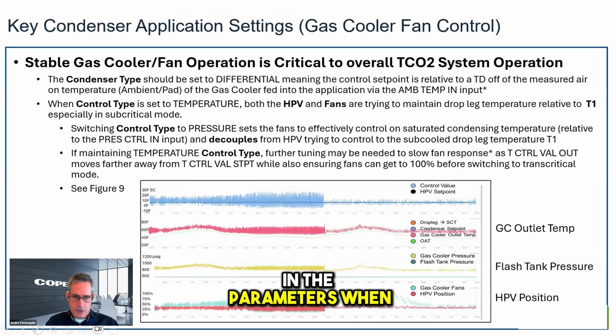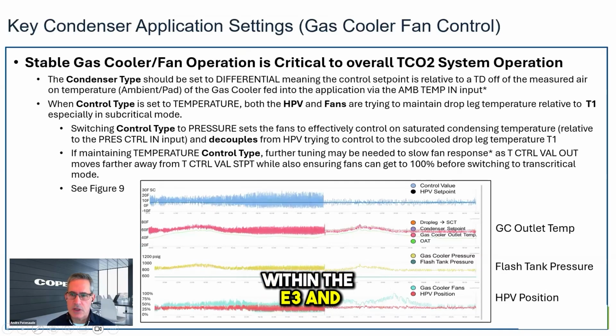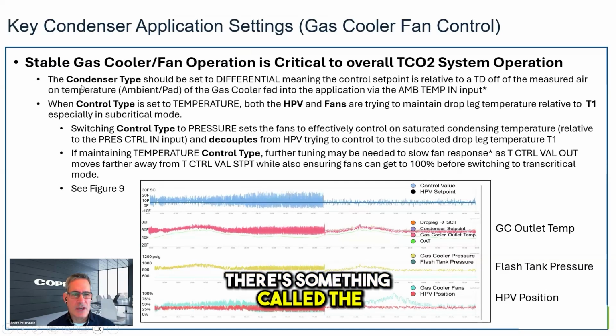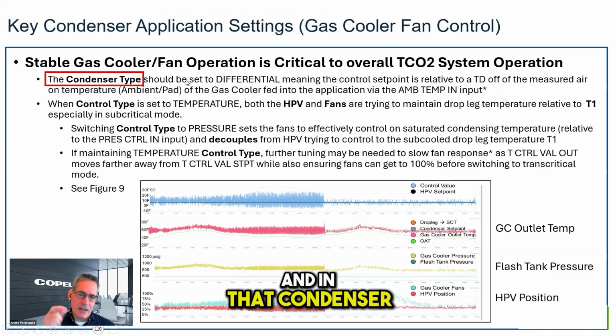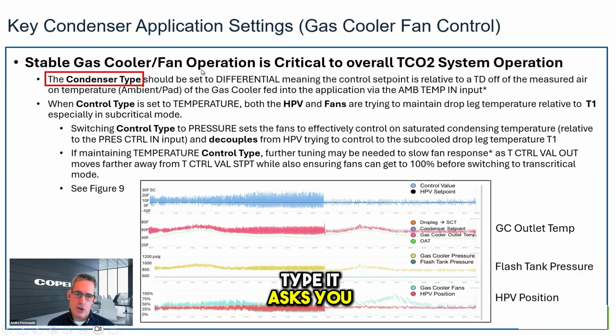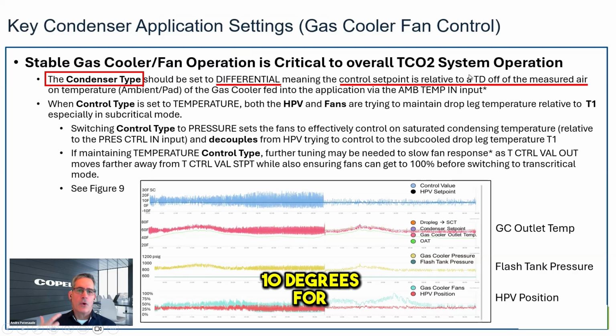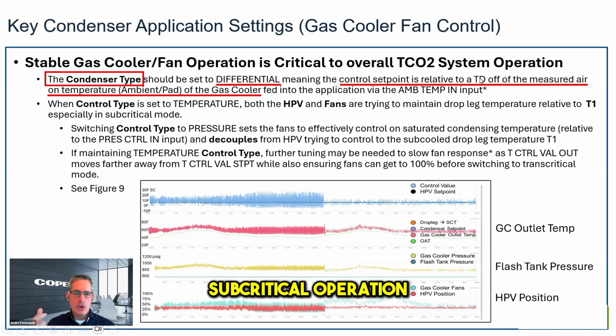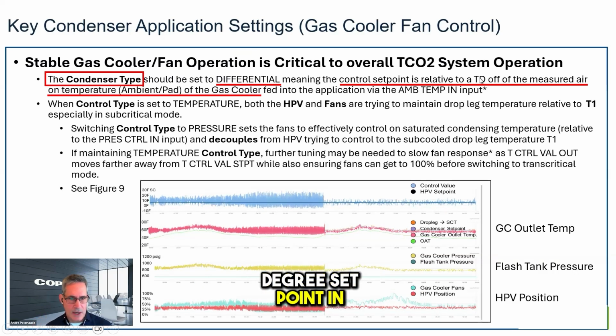In the parameters, when you're setting this up within the E3 and the iPro, there's something called a condenser type. In that condenser type, it asks you, do you want differential, which is a differential temperature. So knowing the TD of your gas cooler, I said it was 10 degrees for subcritical operation, you put that 10-degree set point in there.